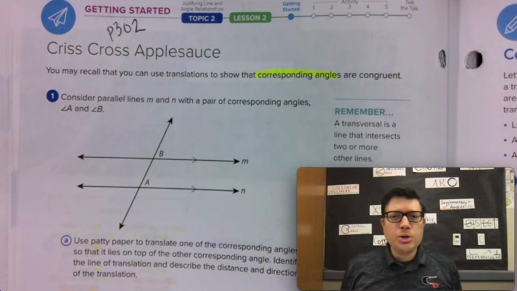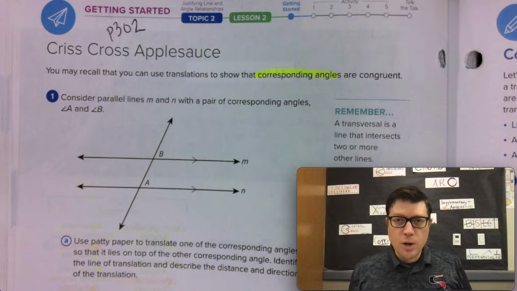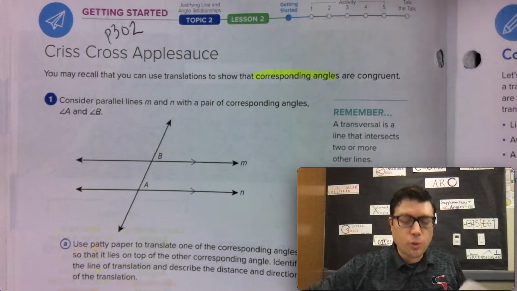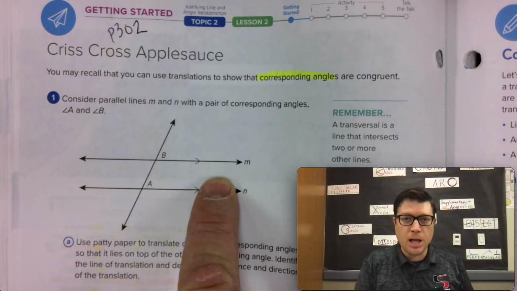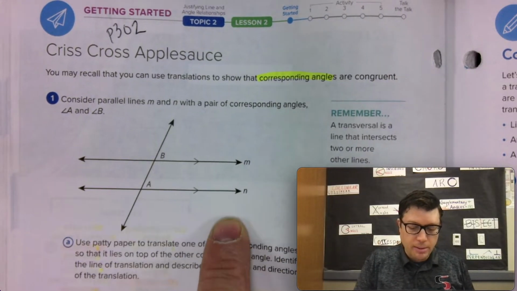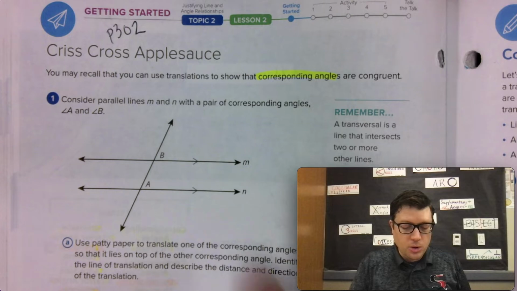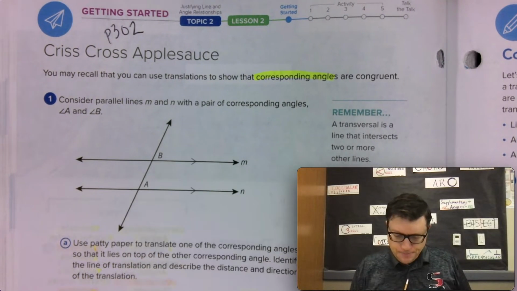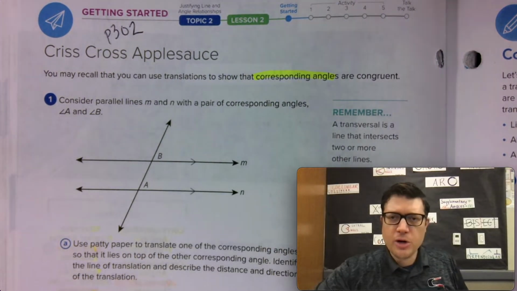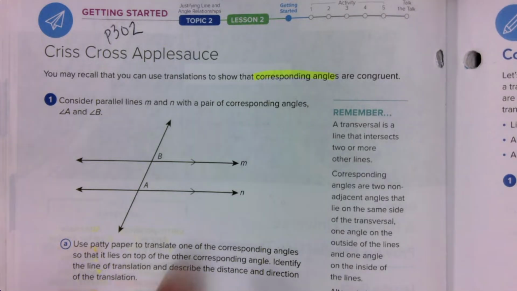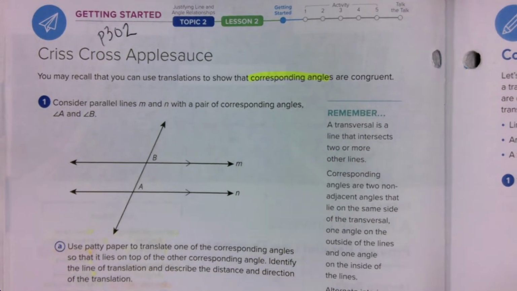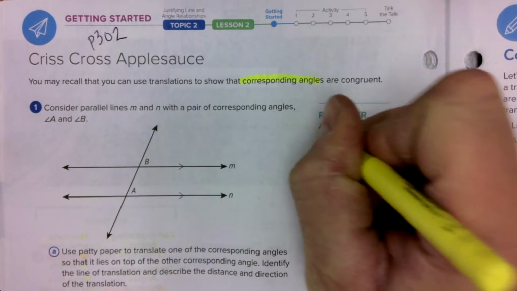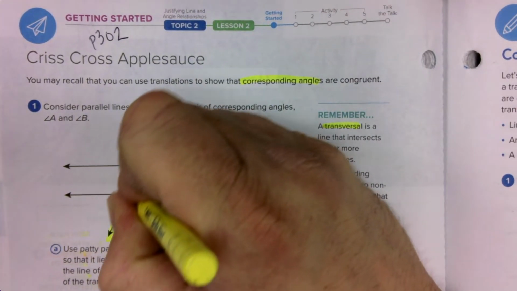You may recall that you can use translations to show that corresponding angles are congruent. So consider the parallel lines M, that's the top line, and N, that's the bottom line, with a pair of corresponding angles, angle A and angle B. Remember, a transversal is a line that intersects two or more other lines. So transversal as a vocabulary word, highlighting the transversal yellow.